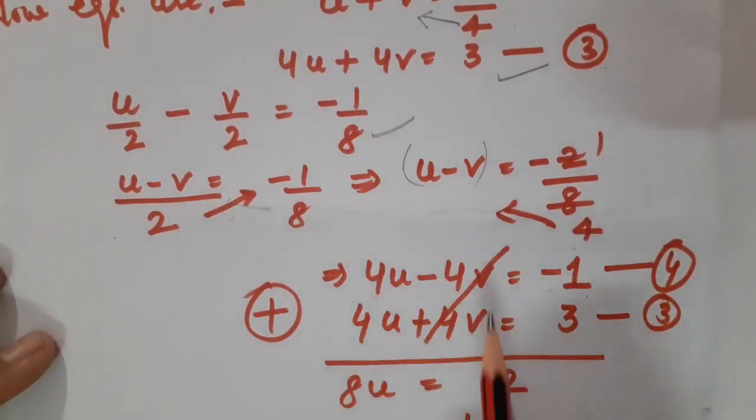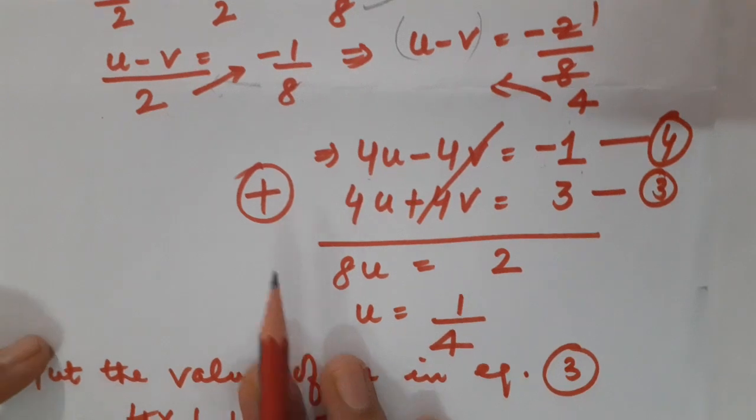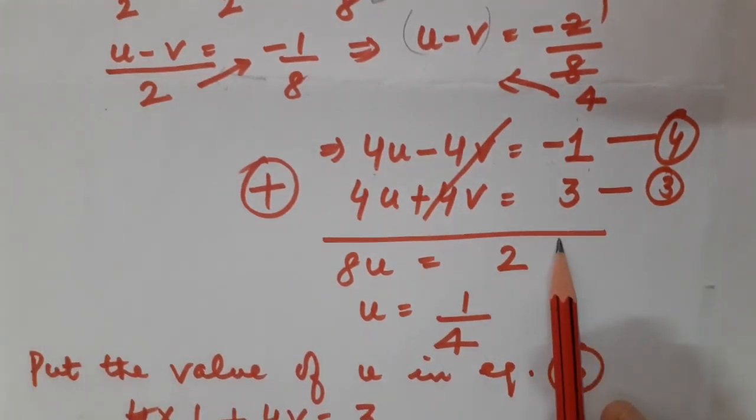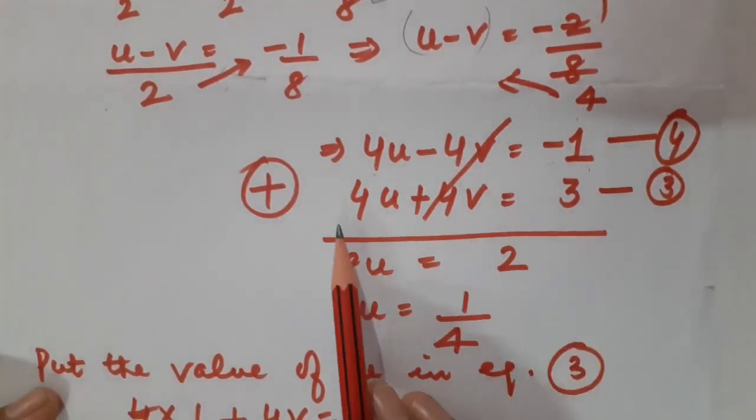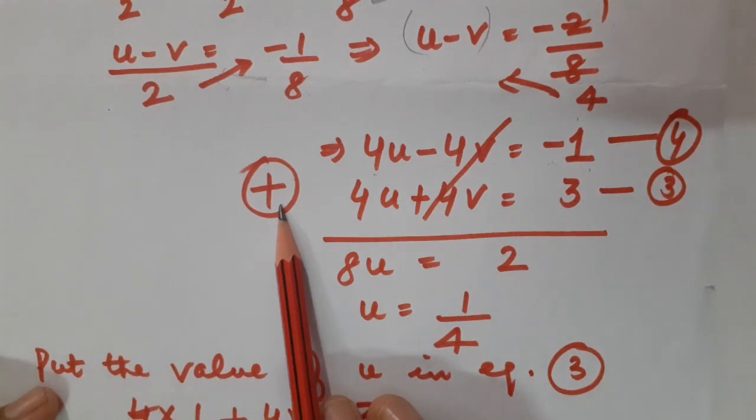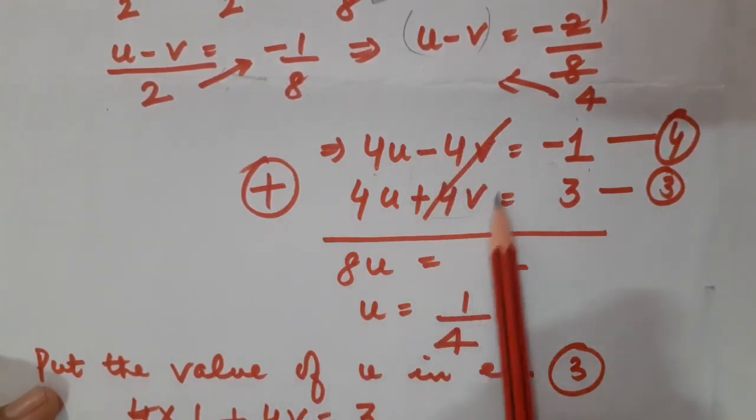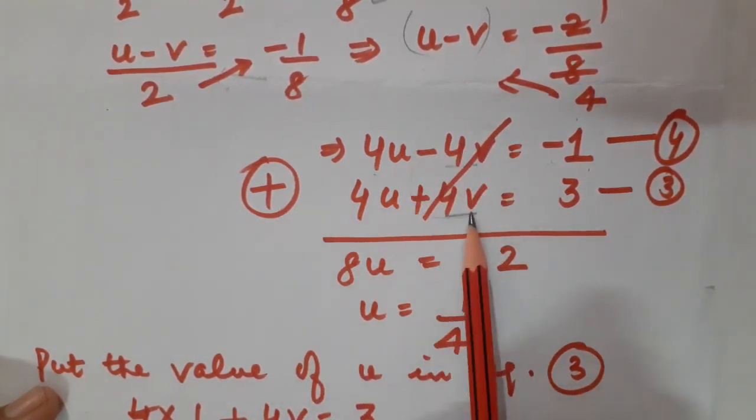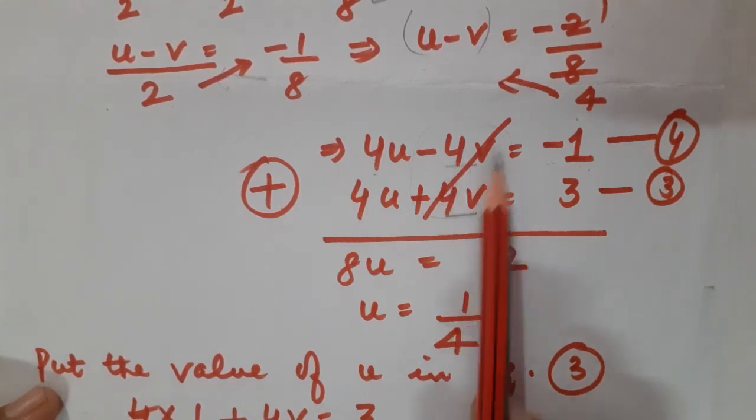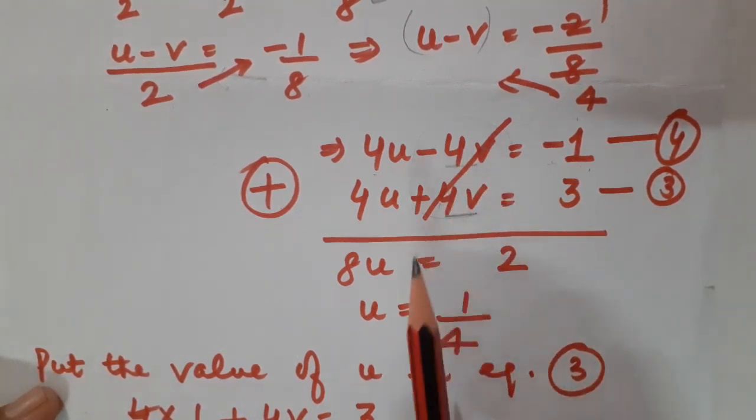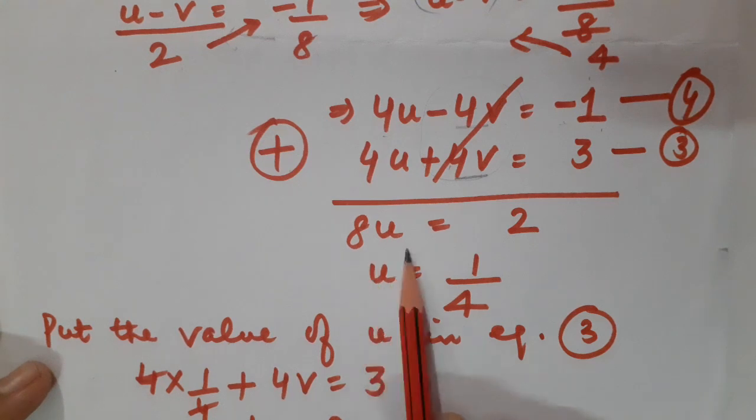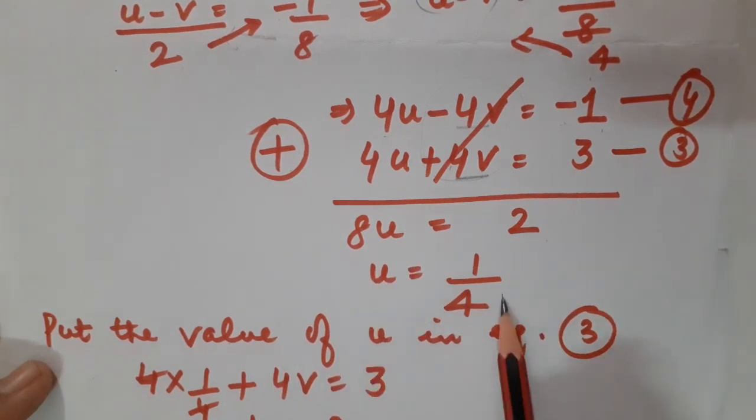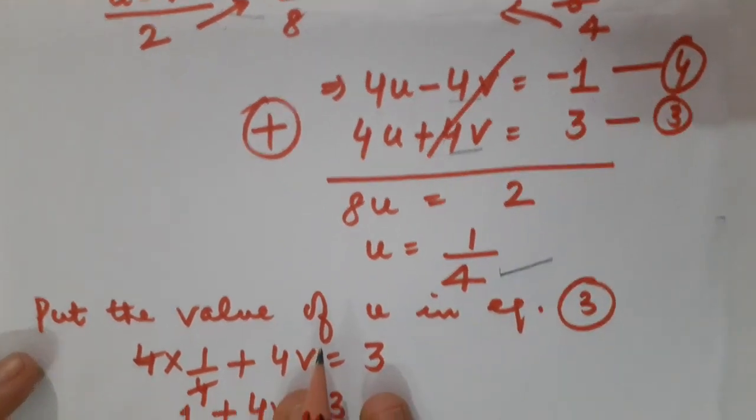Equation number 3, I have written again because I have to adopt an algebraic method to solve them now. I am just going to add both the equations, because here you can see while adding, 4v will be eliminated with negative of 4v. They both are going to be cancelled with each other. So I will be getting 8u is equal to 2. So what is u? u is equal to 1 by 4.